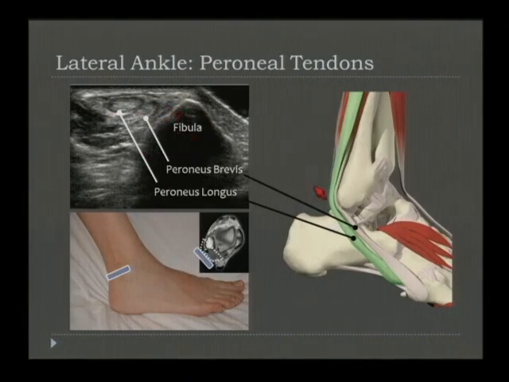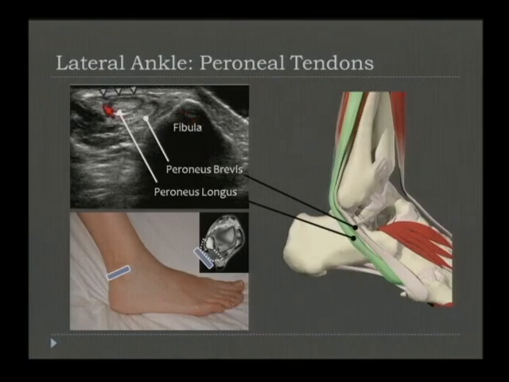As they course distally, you can see here, this is the peroneus brevis, which attaches to the base of the fifth metatarsal, and the peroneus longus, which courses along the undersurface of the foot on its way to the great toe. I'd like your attention to be seen that the peroneus brevis actually is the more superior of the two when you look at them laterally, where the longus is the more inferior of the two.